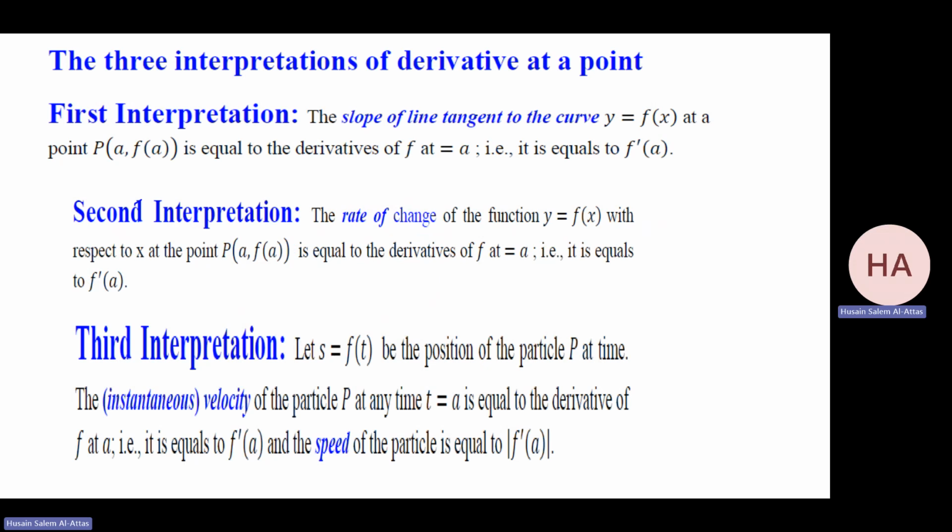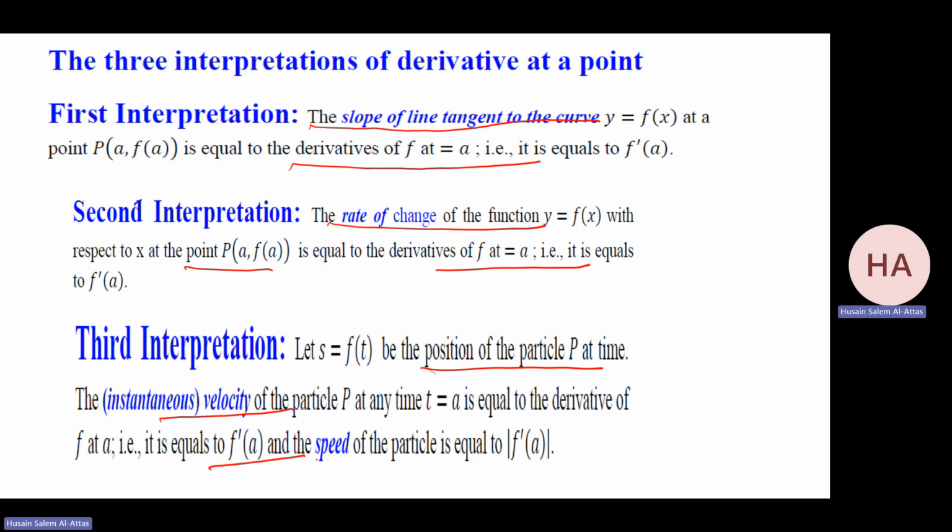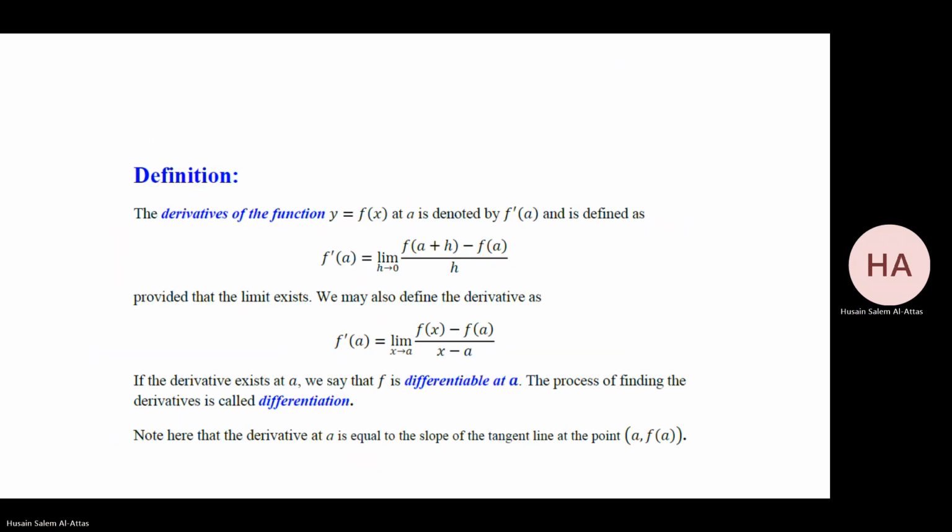So we have three things. The slope of the line tangent to the curve is equal to the derivative. The rate of change at the point is equal to the derivative. If you have a position function, the instantaneous velocity is the derivative, f prime at A. There is also the speed, which is the absolute value of f prime at A. As we said, this is the derivative. We call it differentiable at A, and we call the process differentiation.